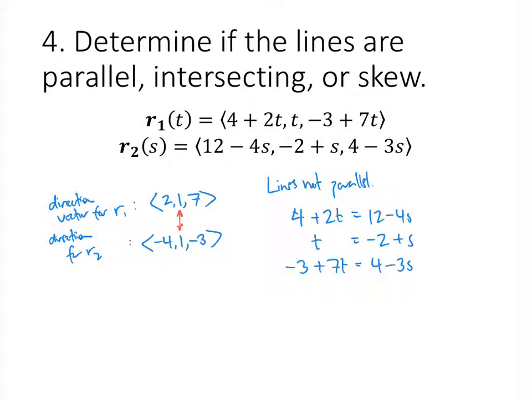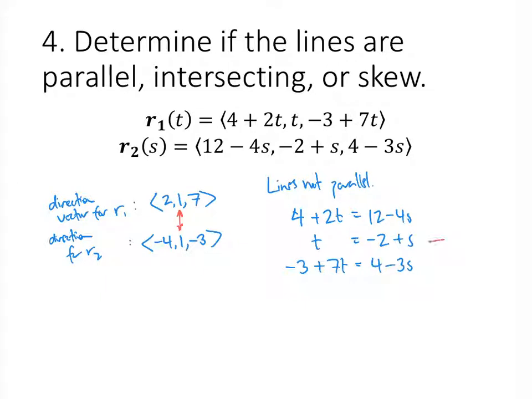All three of those equations would have to be true for the same value of t and the same value of s. And so this gives us a system of three equations with two unknowns. Now, this system might not have any solutions, but if it does have a solution, then that means that the two lines intersect at that solution. So let's just work through trying to solve this.